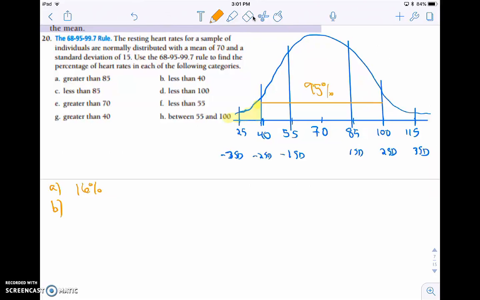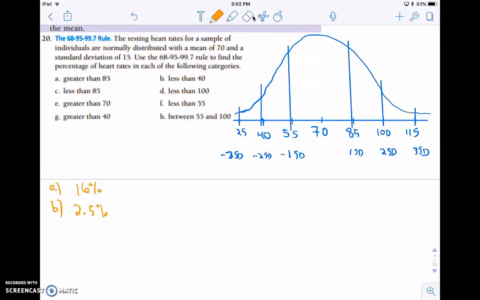But 95% is between 40 and 100. So then for the remaining, we take 5% and divide by 2, and that's 2.5%. So 2.5% is going to be above 100, and 2.5% is going to be below 40. Because notice now if we add 2.5 plus 95 plus 2.5, we get 100. So below 40 has got to be 2.5%. And again, all of this is using the approximations of the empirical rule based off of how many standard deviations we are above and below the mean.